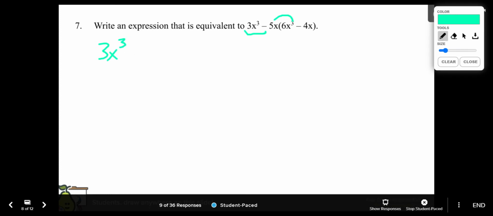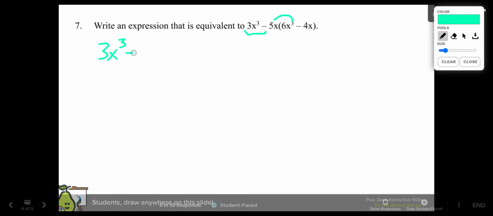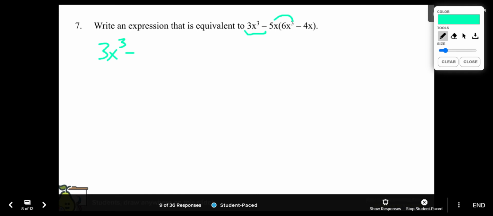Okay. So then I have a negative 5x times 6x cubed. So that's going to be minus 5 times 6 is 30. X times x cubed is x to the 4th. Then I have to distribute it here. A minus and a minus is going to make it plus. 5 times 4 is 20. X times x is x squared.